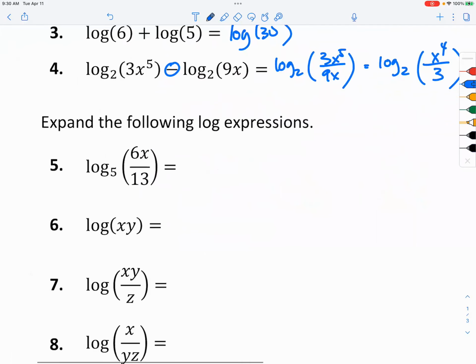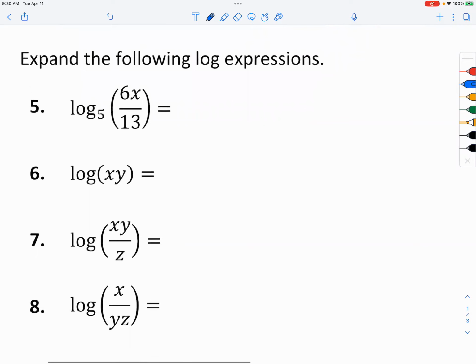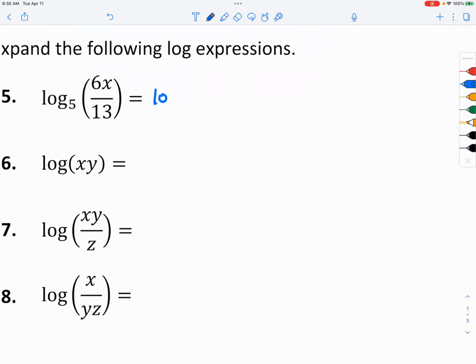All right, let's go ahead and look at the expansion. So if you have a fraction, then you will break it down to log base 5 of 6x minus log base 5 of 13. Okay, so you see the fraction. So clearly it's a subtraction of two logs. Again, your handwriting, your neatness of the handwriting, is going to be very important.